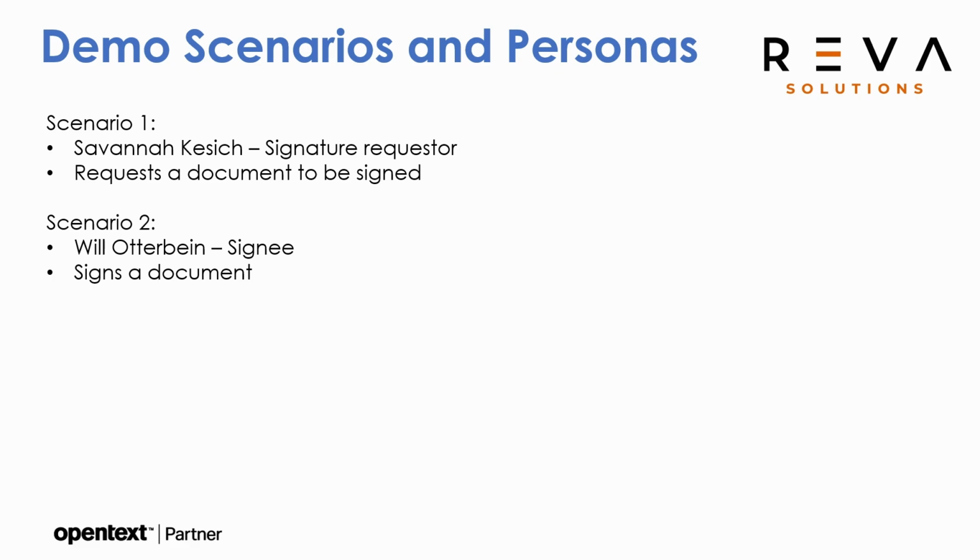She's a signature requester, and she's going to be the one who's requesting a document to be signed. And in the second scenario, we have Will Otterbein, who's the signee, and he's going to be signing a document. And there's going to be some interaction between these users working on this contract document. Okay, without further ado, let's get into this demo.